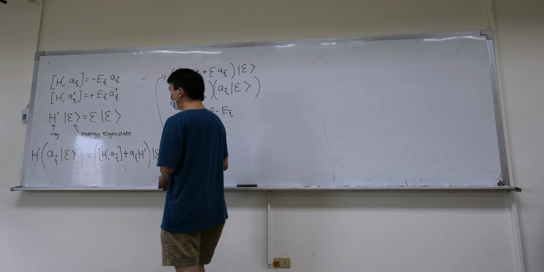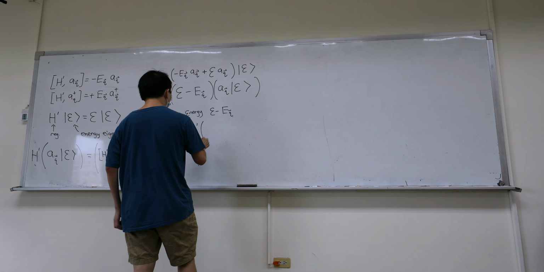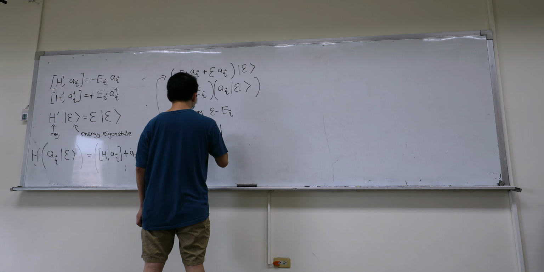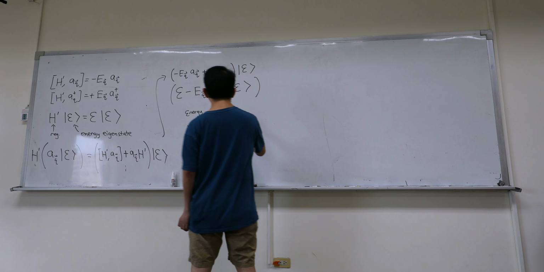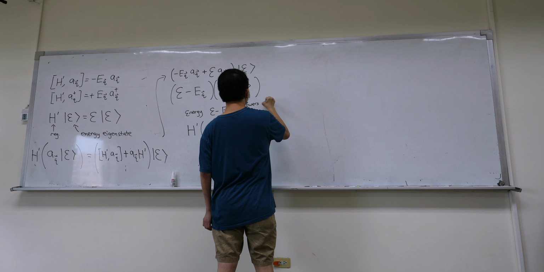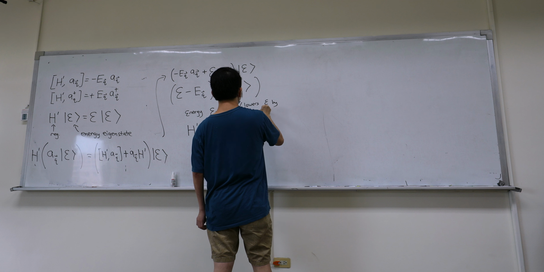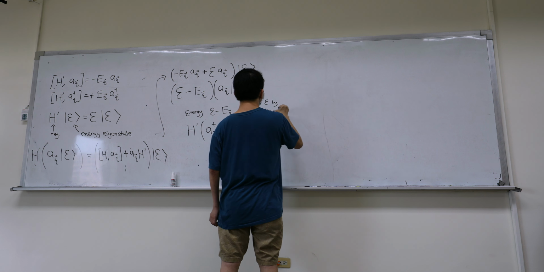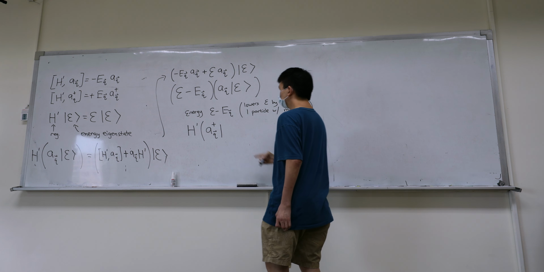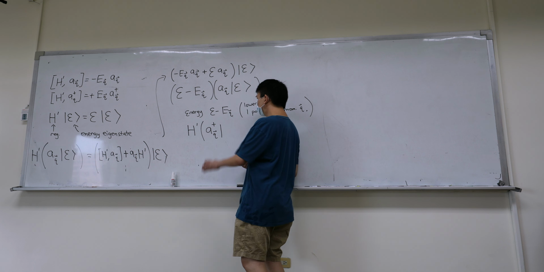And if we do the same thing for A dagger, then we'll discover that it will raise the energy by exactly one particle with momentum q. So let me just say that it lowers the energy by one particle with momentum q, because that's exactly what this is, right? Capital EQ is the energy of one particle with momentum q.